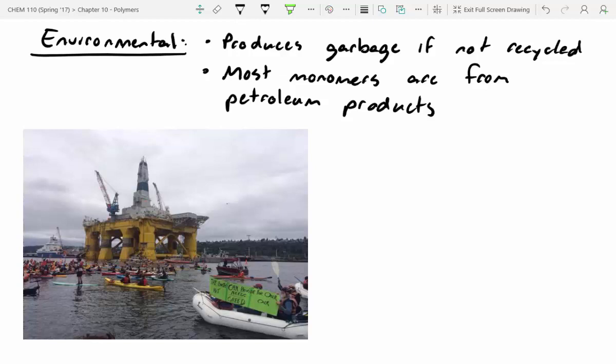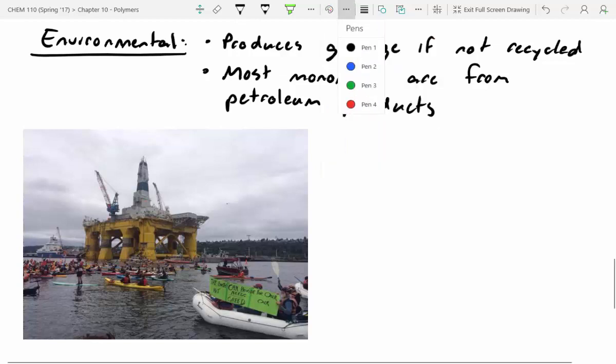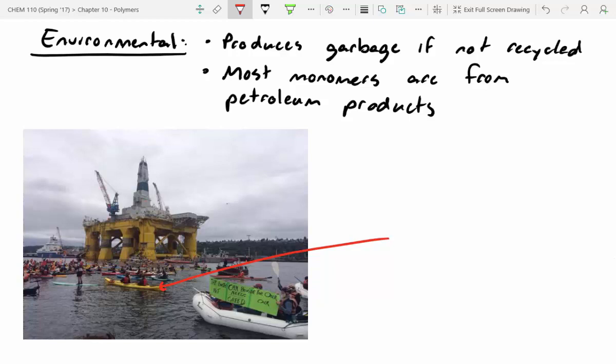So I saw this in Seattle a few years ago, and it made me laugh a little bit. So these protesters went out and they were protesting a big oil drilling platform going up to Alaska. But the thing that struck out to me as a chemist is I see all these people in kayaks, right? What are kayaks made out of? Plastics, right? So it's kind of a little bit ironic here that they were protesting the production of oil, even though they were riding around in something made from oil. So it's something to be aware of. Plastics are made from petroleum products, right? So let's make a note of that.